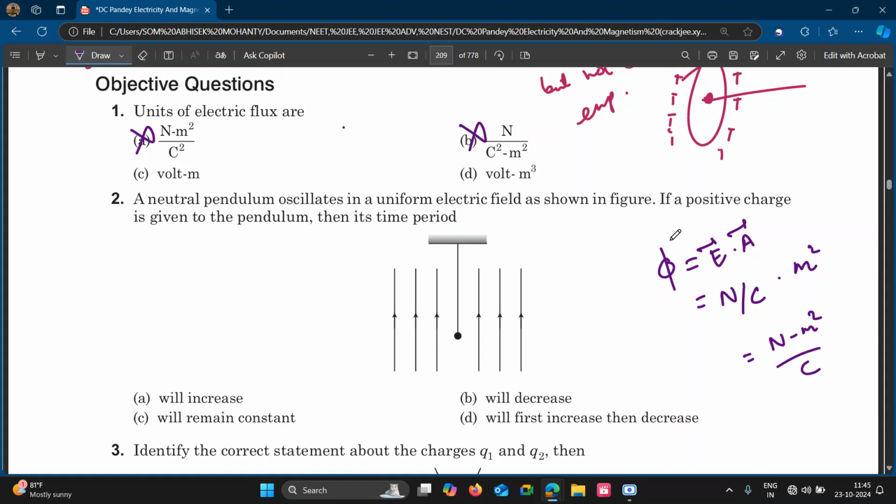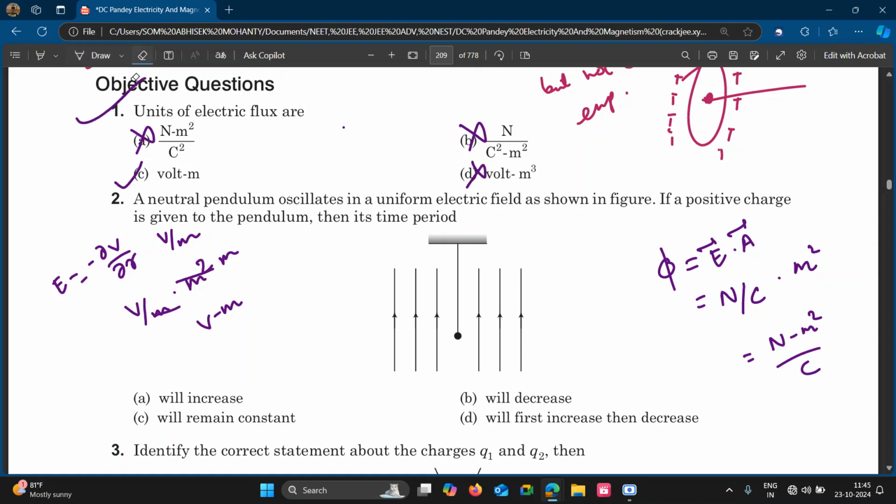In case of volt meter, we can also do it, because electric field is del V by del R. That means volt per meter. So volt per meter into area meter square, so that will be meter. So volt into meter. This is option C. Correct. Option C is the answer. This is wrong. Next question you tell me.